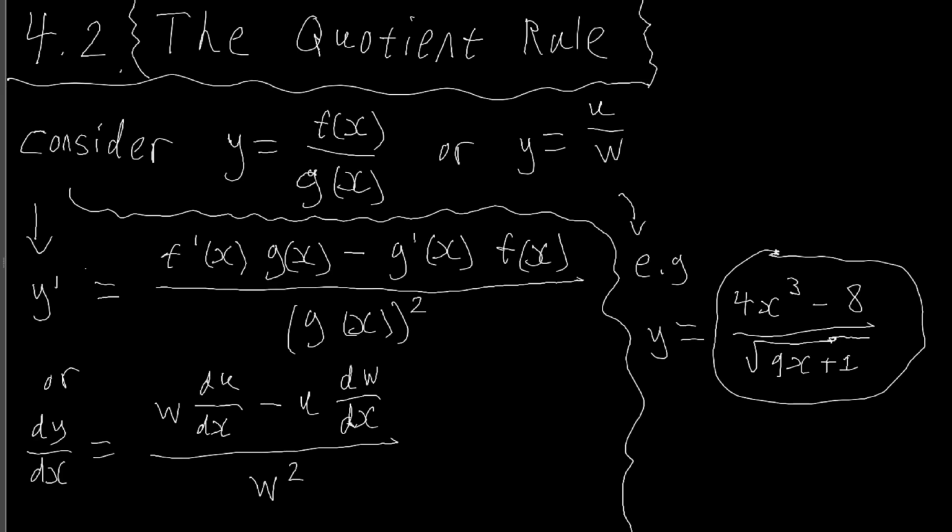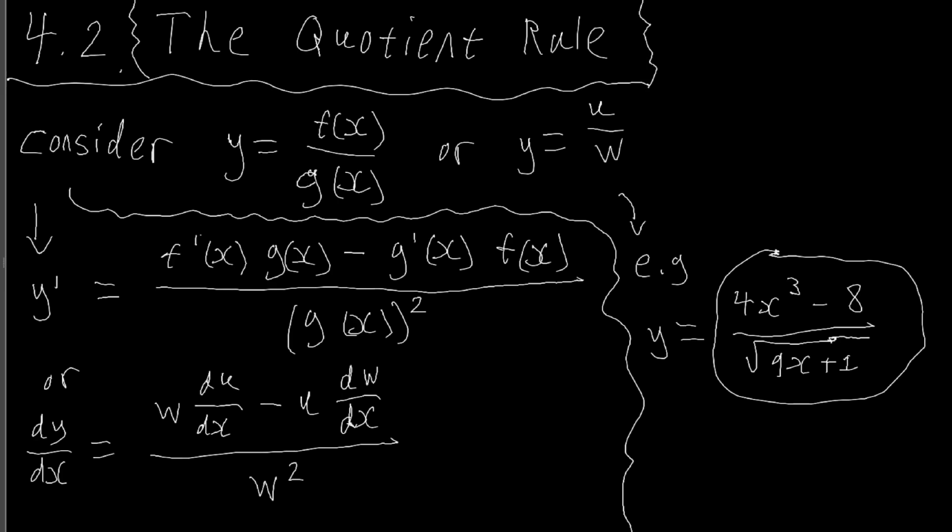For the rule itself, we have that the derivative of y with respect to x, or y prime, is going to be equal to f prime of x multiplied by g of x, minus g prime of x multiplied by f of x, all of that divided by g of x squared.